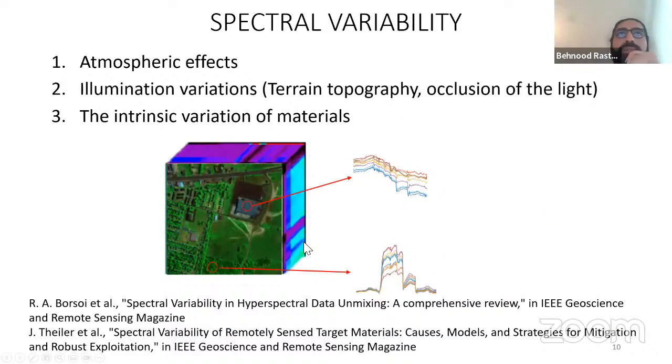So let's briefly talk about spectral variability. It's a more important concept and you need to know about it. When you're dealing with hyperspectral data, you will see that you're going to have variation, for instance, for this part, which is maybe a roof, and you will see the variation in your spectra, and also you see a similar thing for these, for instance, trees in this area. You will see variation in your measured spectra. So these are the three main reasons behind this variation. Atmospheric effect that we already discussed. It could be from the top of the atmosphere or bottom of the atmosphere as well, which I didn't show in the previous cartoon.